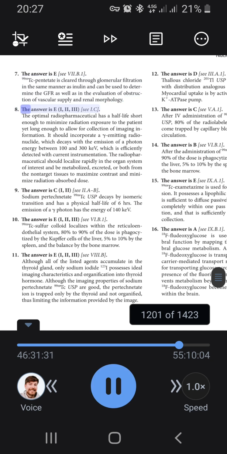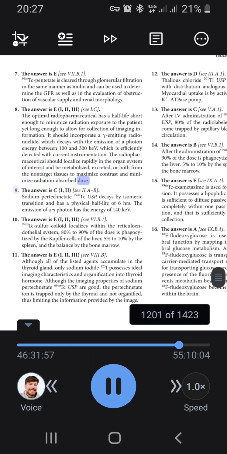8. The answer is E, CIC. The optimal radiopharmaceutical has a half-life short enough to minimize radiation exposure to the patient yet long enough to allow for collection of imaging information. It should incorporate a gamma-emitting radionuclide, which decays with the emission of a photon energy between 100 and 300 keV, which is efficiently detected with current instrumentation. The radiopharmaceutical should localize rapidly in the organ system of interest and be metabolized, excreted, or both from the non-target tissues to maximize contrast and minimize radiation absorbed dose.